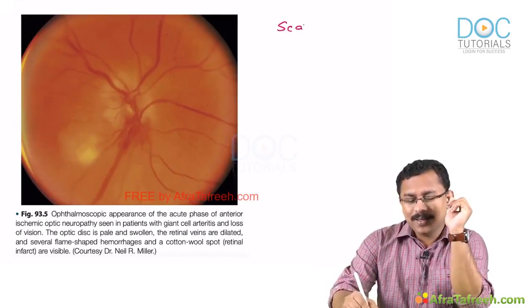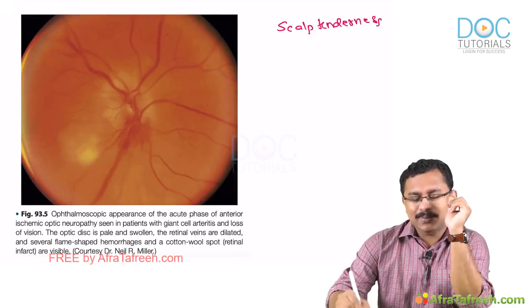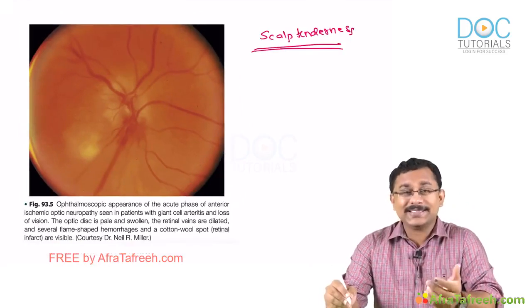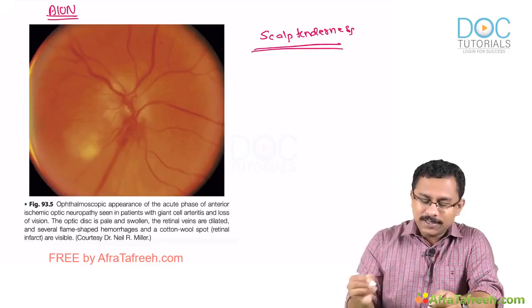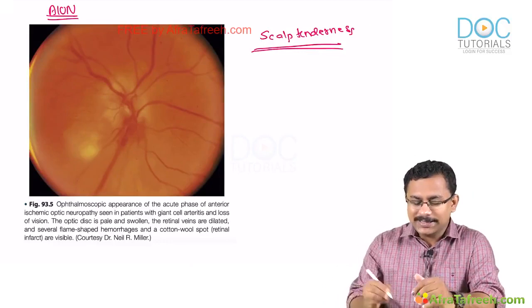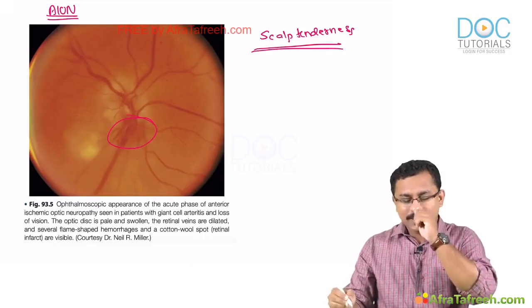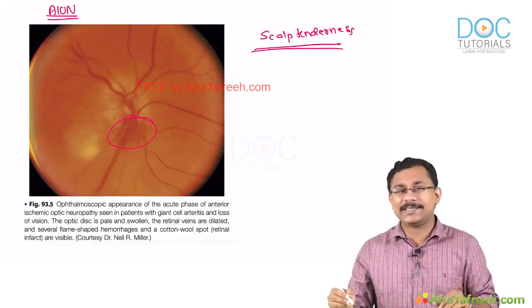Patients with giant cell arteritis may also have scalp tenderness. This is an image of a patient with giant cell arteritis who developed AION, anterior ischemic optic neuropathy. You can see the disc is very pale and swollen. You can see some areas of hemorrhage also, which can be appreciated. So that is AION, and that also can be a clinical presentation.